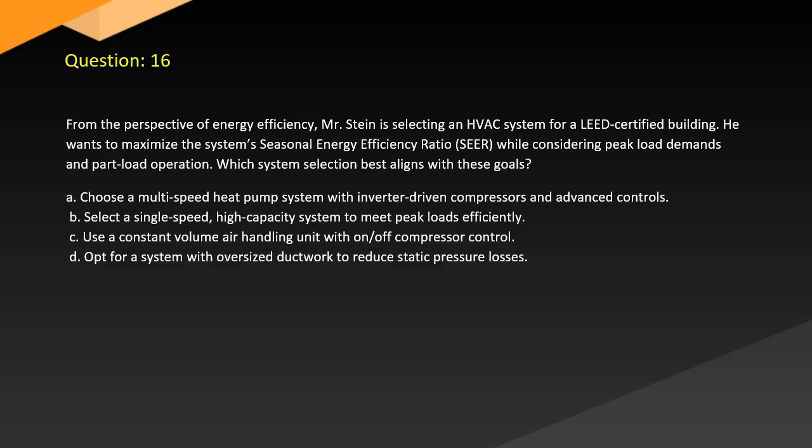Question 16. From the perspective of energy efficiency, Stein is selecting an HVAC system for a LEED certified building. He wants to maximize the system's seasonal energy efficiency ratio (SEER) while considering peak load demands and part load operation. Which system selection best aligns with these goals? A. Choose a multi-speed heat pump system with inverter-driven compressors and advanced controls. B. Select a single-speed, high-capacity system to meet peak loads efficiently. C. Use a constant volume air handling unit with on-off compressor control. D. Opt for a system with oversized ductwork to reduce static pressure losses.